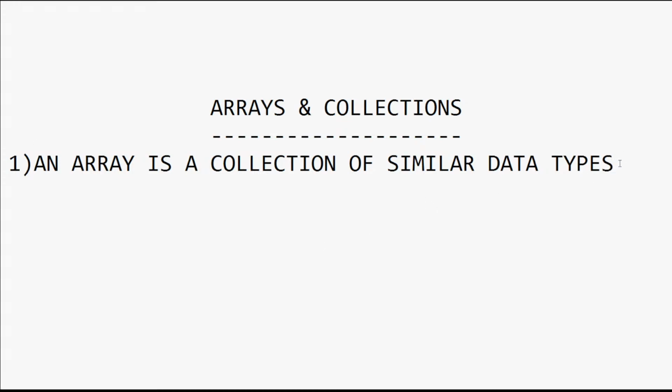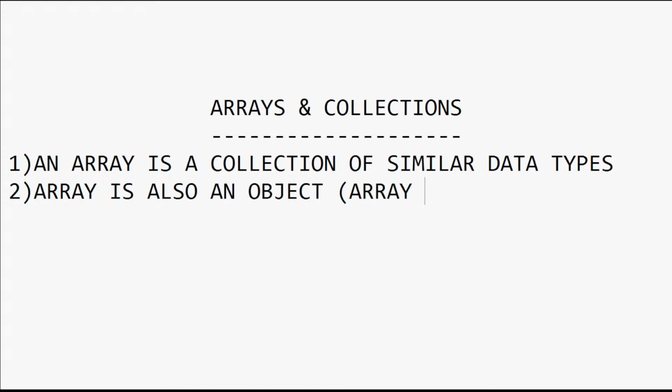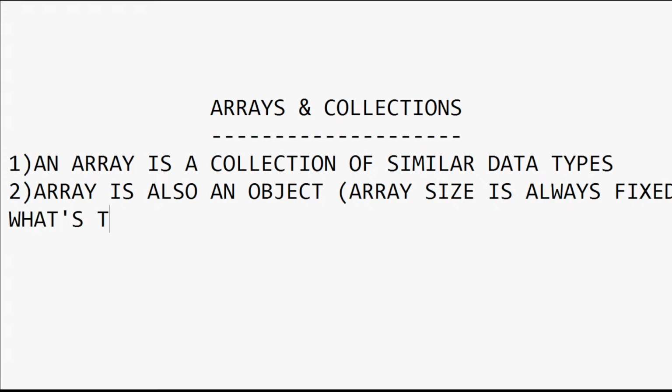An array is a collection of similar data types, meaning homogeneous data types. We can also call the array an object, because the array size is always fixed. Then what is the need of arrays here?